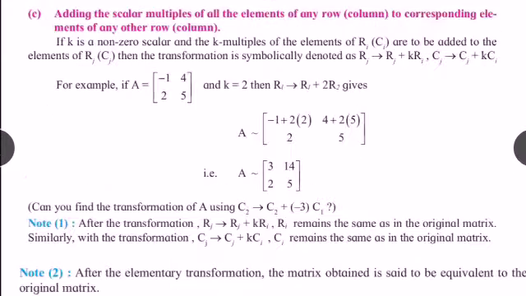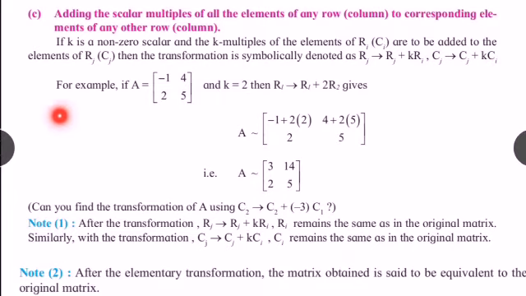And the third operation is adding the scalar multiples of all the elements of any row or column to the corresponding elements of any other row or column. If k is a non-zero scalar and k multiples of the elements of Ri are to be added to the elements of Rj, then the transformation is symbolically denoted by Rj implies Rj plus k into Ri, and Cj implies Cj plus k into Ci.